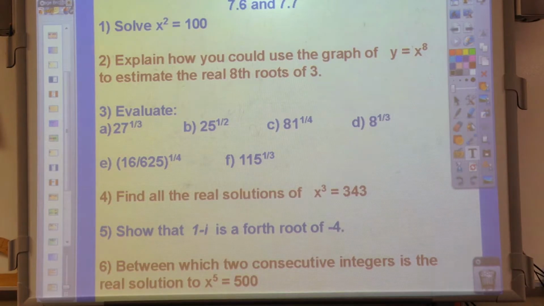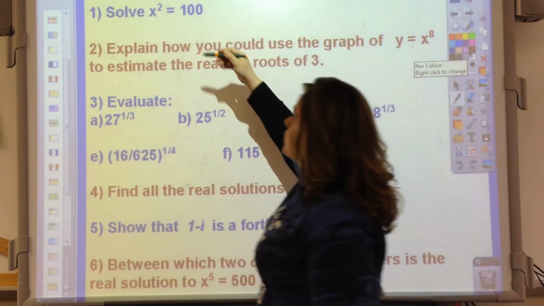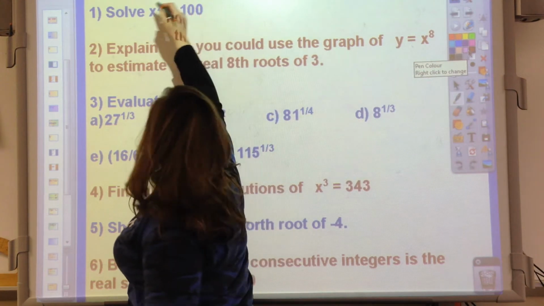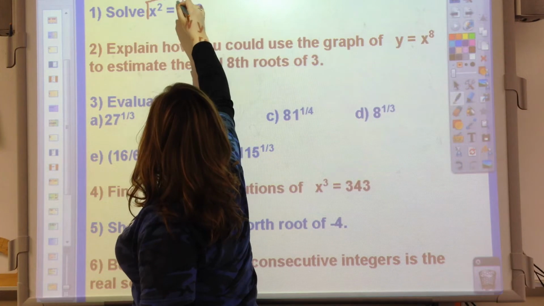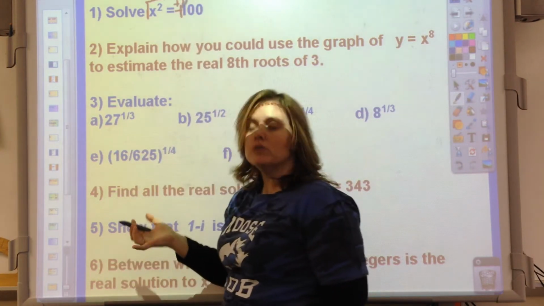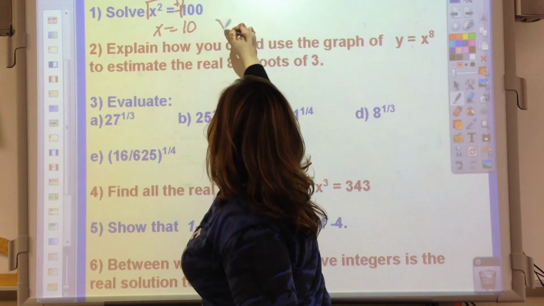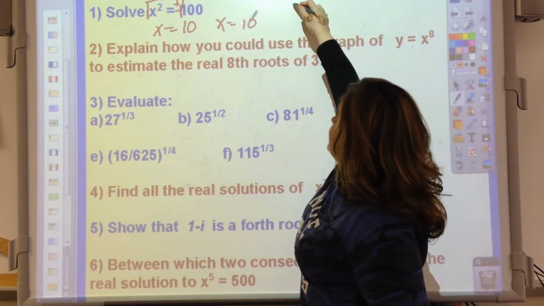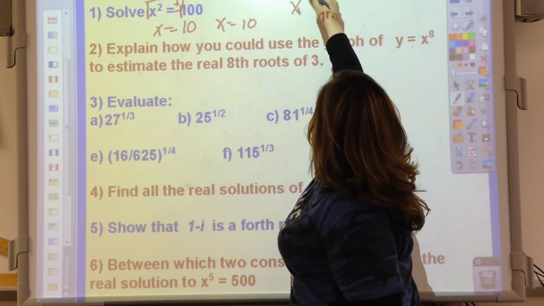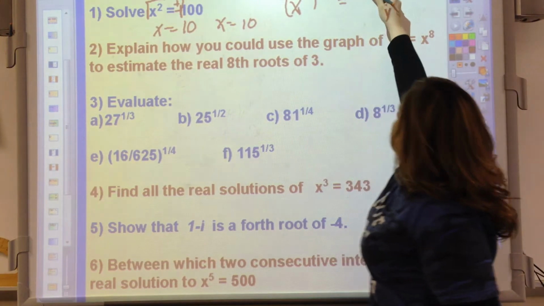If I'm looking to solve, and hopefully this first one is a review, x squared equals 100, I'm going to have to do the opposite power. So I would square root both sides and get a positive and a negative. True? On this side I get x, and on this side I would get 10 and negative 10. Now, what we want to realize at this point is that that is the same operation as raising to the 1/2.